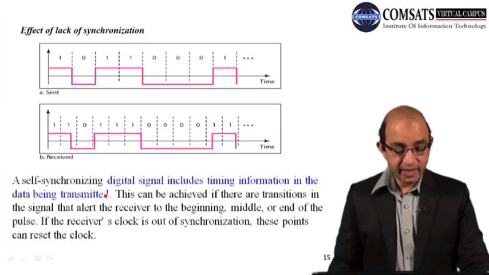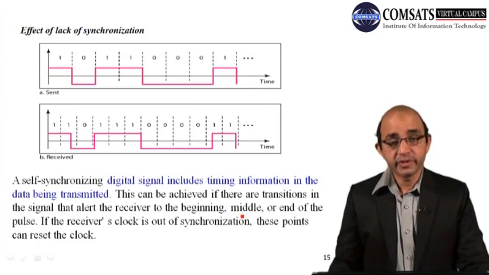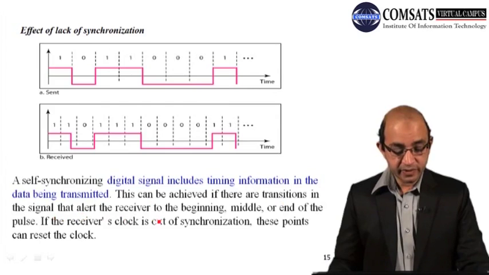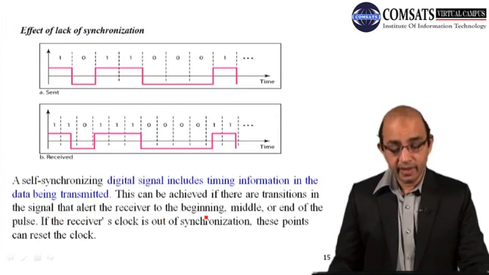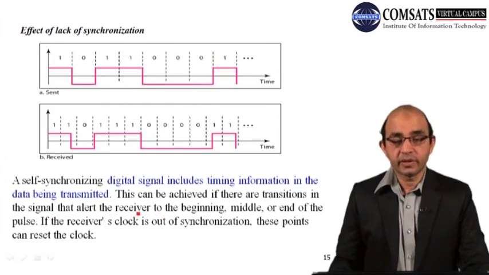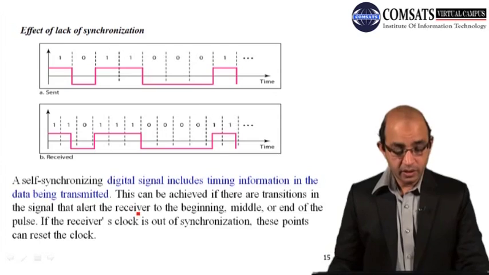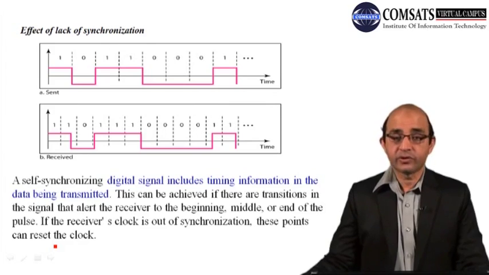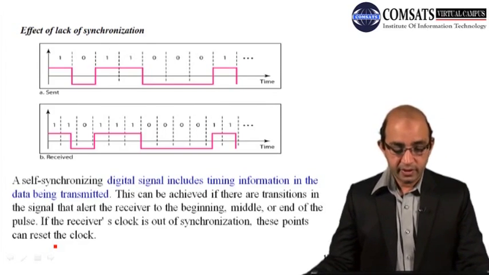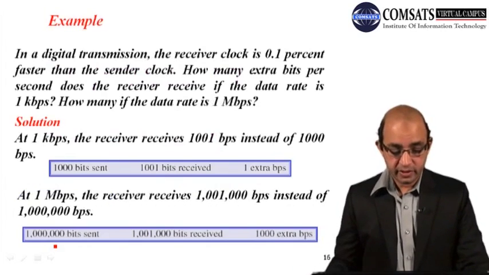A self-synchronizing digital signal includes timing information in the data being transmitted. So we can also include the timing information. If there are transitions in the signal that alert the receiver to the beginning, middle, and the end of the bit, so start bit, stop bit, or maybe the middle of the bit, and the receiver's clock is out of synchronization, these points can reset the clock. So we can reset the clock and take some corrective actions accordingly.